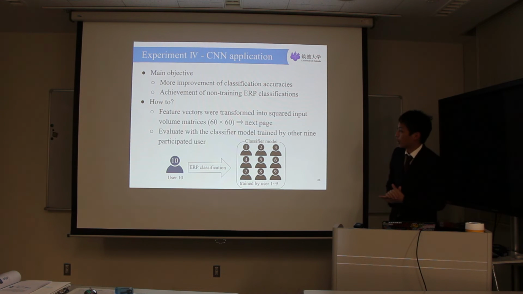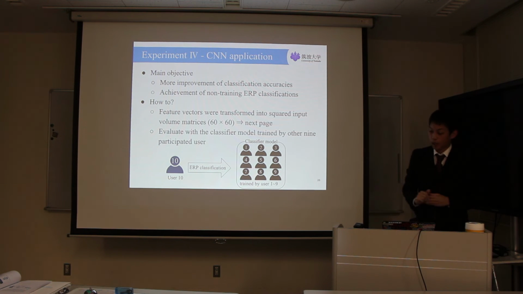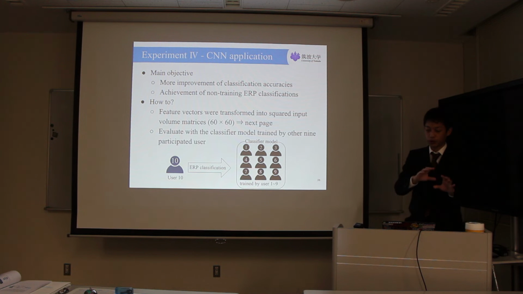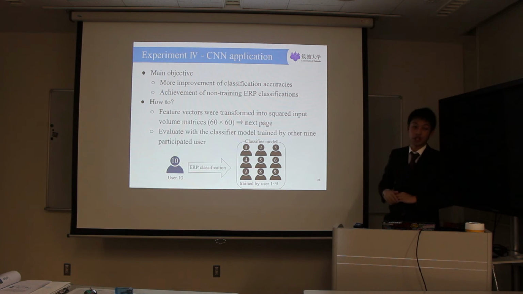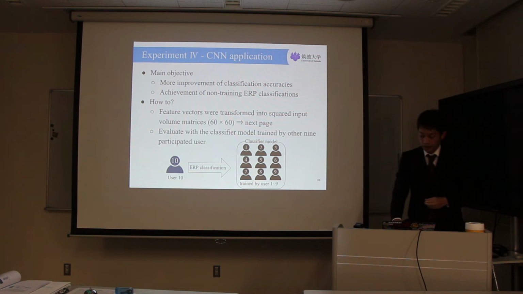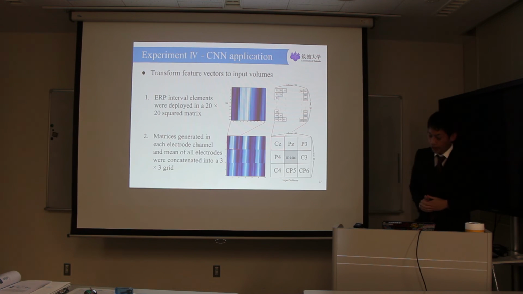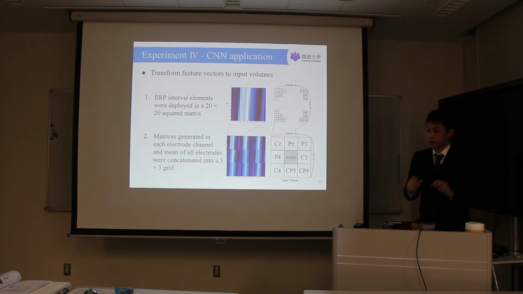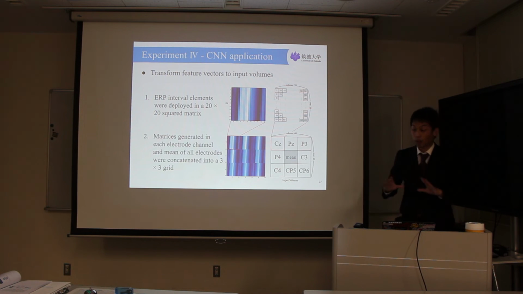And also for the feature vectors, we had applied one-dimensional feature vectors, but in this experiment we try to transform the one-dimensional vector to a two-dimensional squared matrix. So I will introduce it. This is the method of transforming feature vectors to the input volumes.